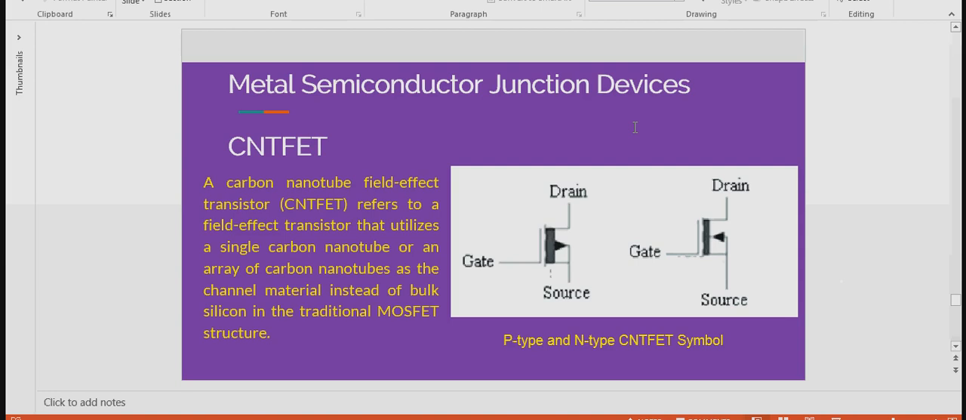Fourth one, CNT FET. What do you mean by CNT? CNT stands for carbon nanotube. FET stands for field effect transistor. CNT FET refers to a carbon nanotube field effect transistor that utilizes a single carbon nanotube or an array of carbon nanotubes as the channel material instead of bulk silicon in the traditional MOSFET structure. The figure shows the symbol of P-type and N-type CNT FET.